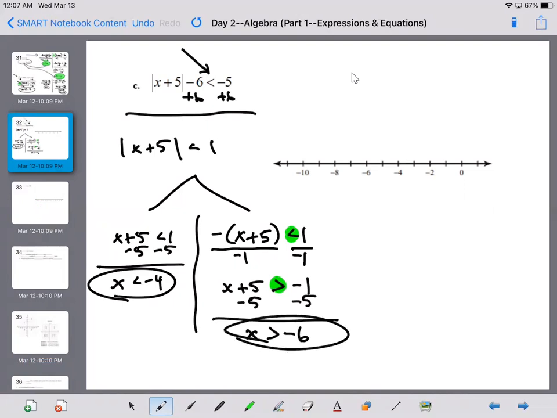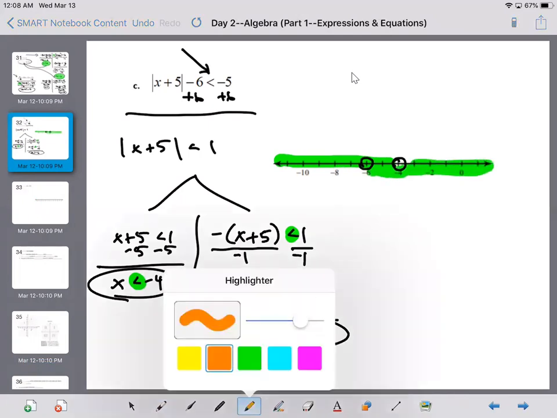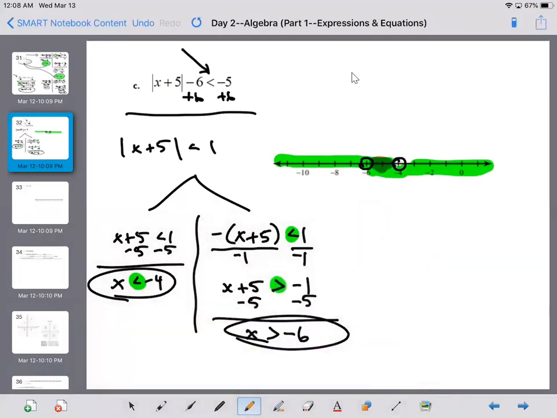So I want to graph these two. So I'm going to say x is less than negative 4. And I'm going to open interval there because this is just a less than. And I want everything less than negative 4. But then I want to come over here and graph negative 6, and I want to leave it open, and I want to graph everything to the right of it. So what we will see is an intersection of right in here. So those are the solutions there that will make this inequality a true statement.